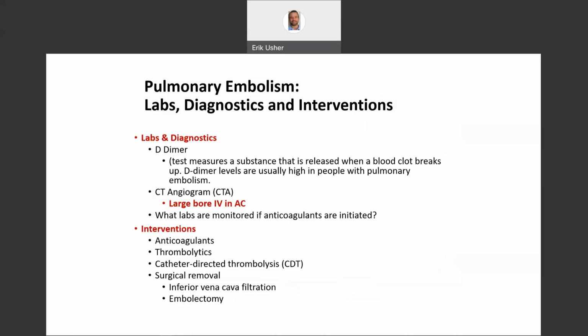So what do we do for pulmonary embolisms? Diagnostically and interventions, well, we can run labs, a D-dimer.